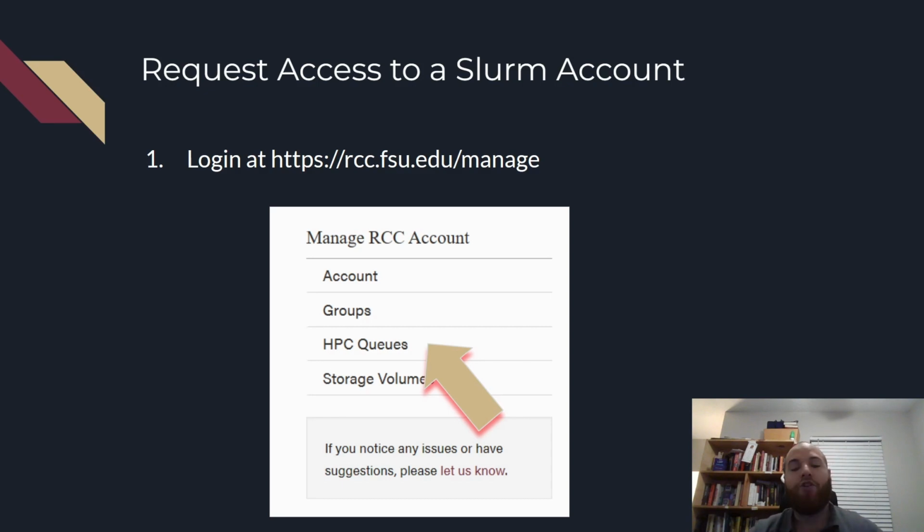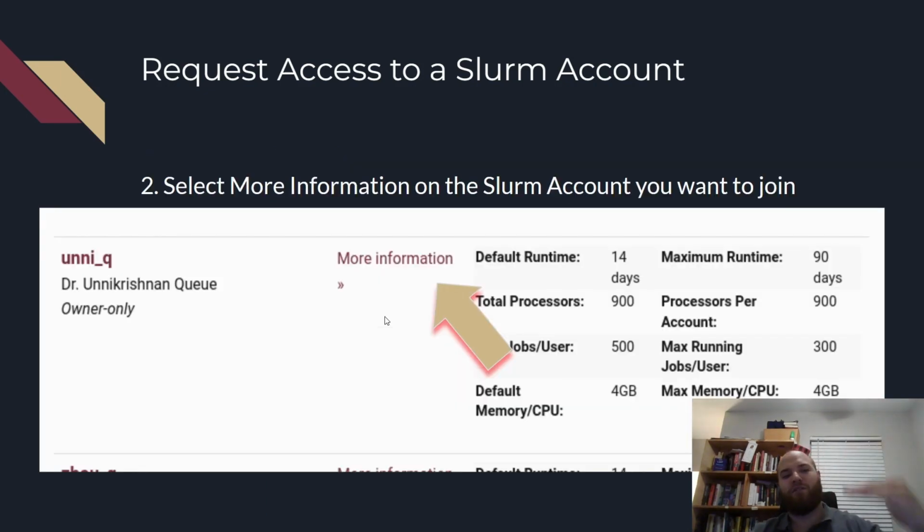Okay. Now, how do we make you part of these accounts? First of all, you log in to rcc.fsu.edu/manage, right? And that's where you manage your RCC account. You log in. This is exactly where you created your account as well. You will hit HPC queues. Okay. And then you will get a big list of all those queues that you could join. Then you look up, particularly if you're looking for your own professor or you're looking for your department, and then you will look for the Slurm account with that affiliated name, right? And you will hit more information on that.